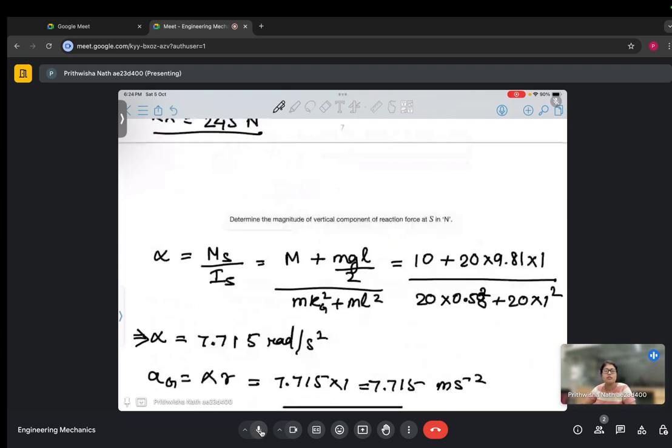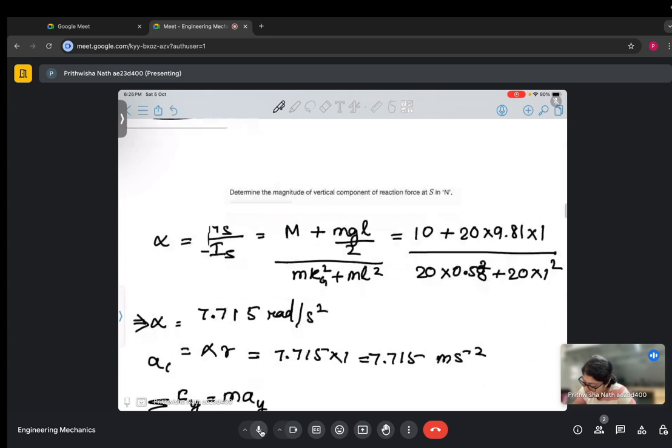Now we are asked to find the vertical component of the reaction force. For that we first need to compute the angular acceleration, using the formula M_O equals I_O into alpha. We substituted the values, and alpha comes out to be 7.715 radian per second square. We know a_G is nothing but alpha into r, and we computed alpha and we know r is 1. So a_G is this quantity.